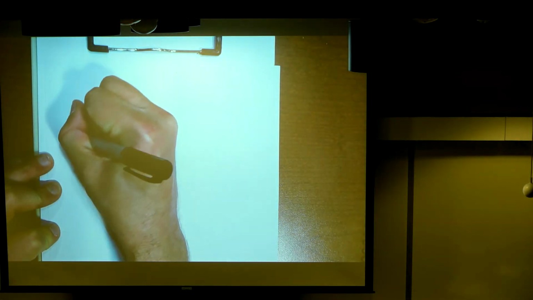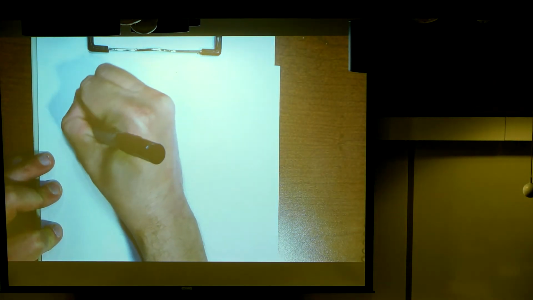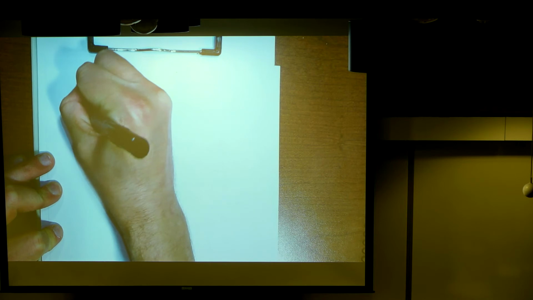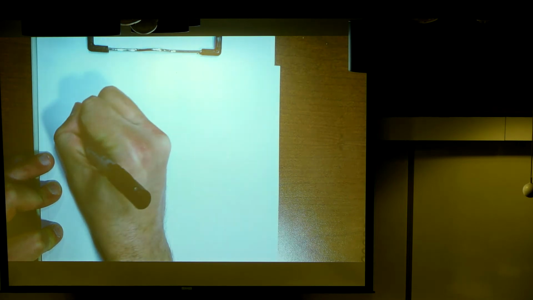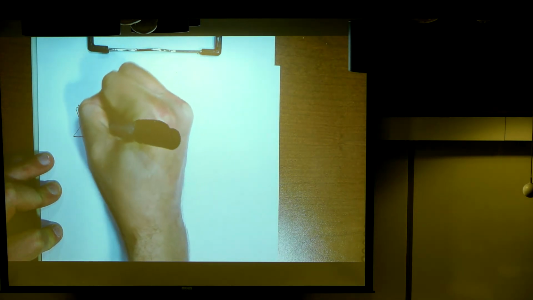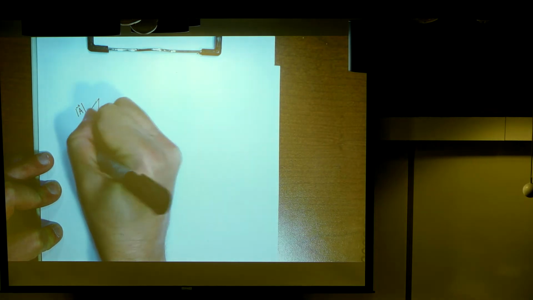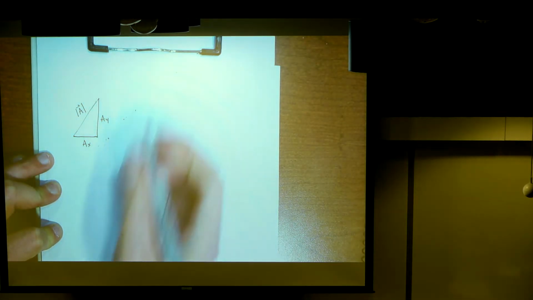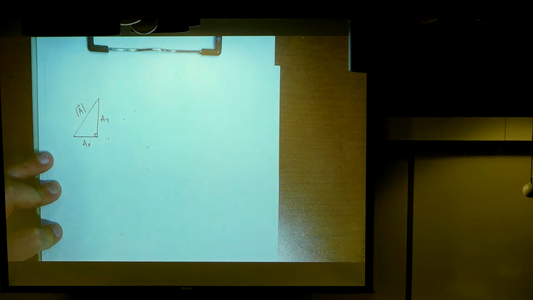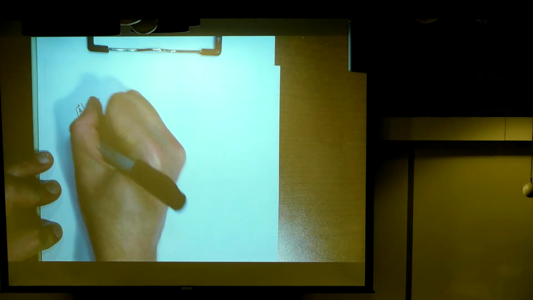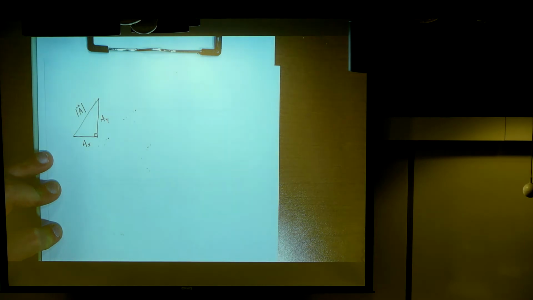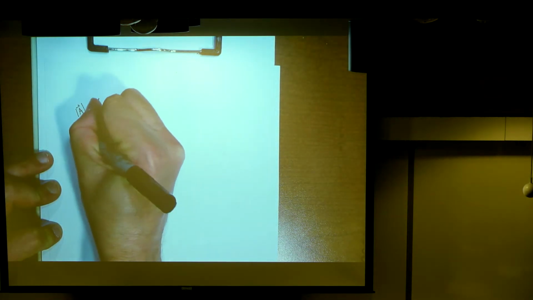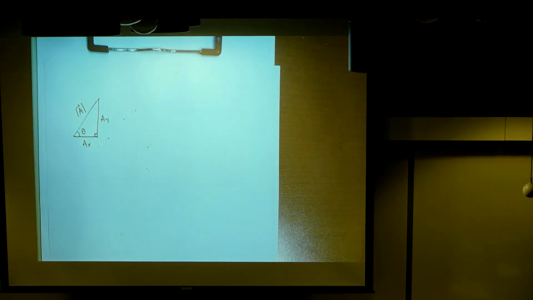So here's our picture. We have the magnitude of the vector as the hypotenuse of this triangle. Then we have Ax down here, and Ay up here. This is a right angle between x and y, that's always going to be a right angle. And this is our angle theta, which tells us the direction of the vector.